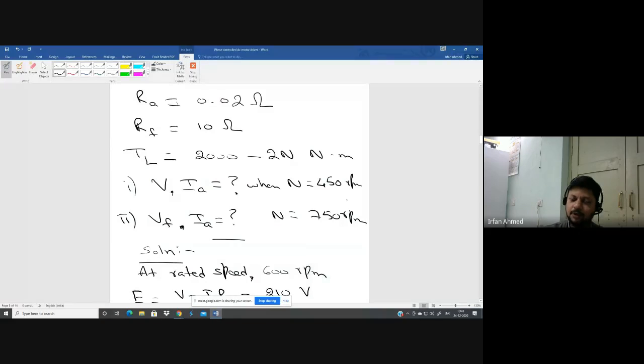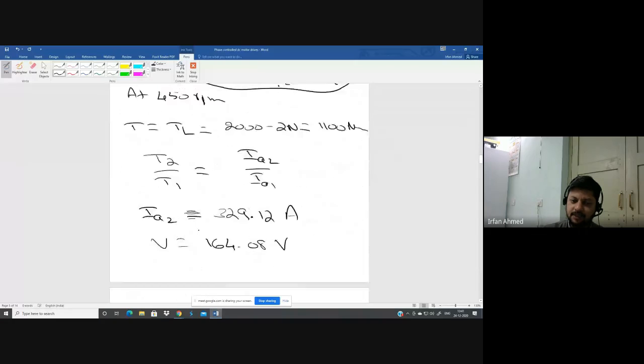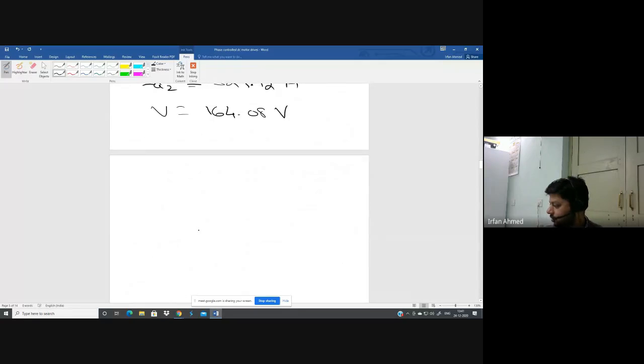Okay. So because we want the speed here to be greater than the rated speed, which is not possible by armature voltage control, we have to go for field flux control. In other words, we have to decrease the field voltage, decrease the field flux, okay, so that the speed increases above the rated speed. Now, the important thing to remember in this second part is that the flux is no longer constant. So we cannot use the expression E2 by E1 is equal to N2 by N1.